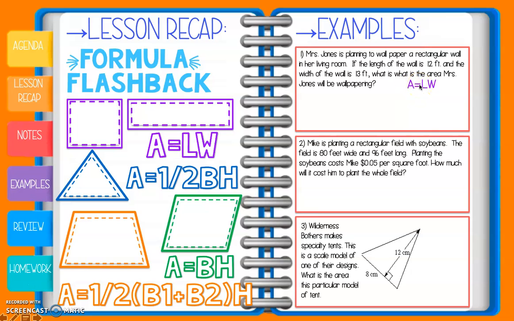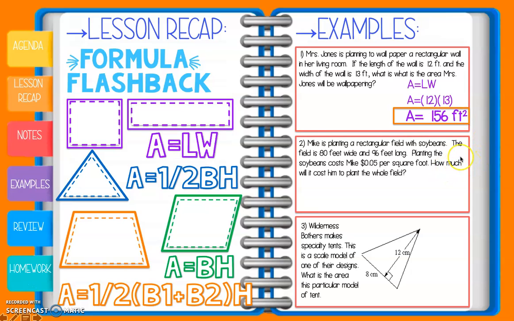Then I'm going to substitute my side lengths. It says that the length is 12 and the width is 13. So now I have area equals 12 times 13, length times width. We're going to multiply it out. 12 times 13 gives me an area of 156 feet squared. Okay, so let's take it a step further. Let's look at number 2.